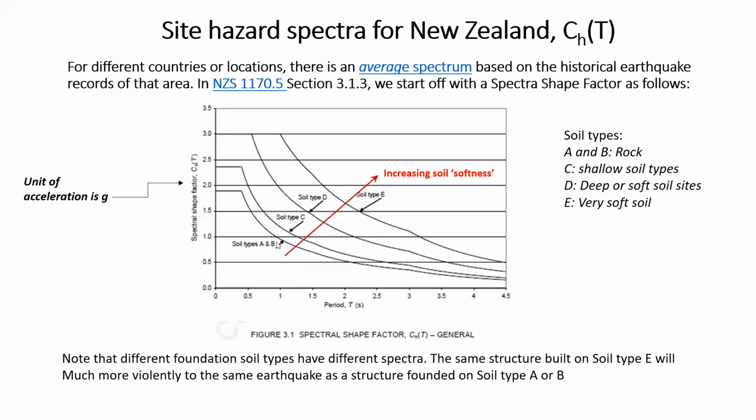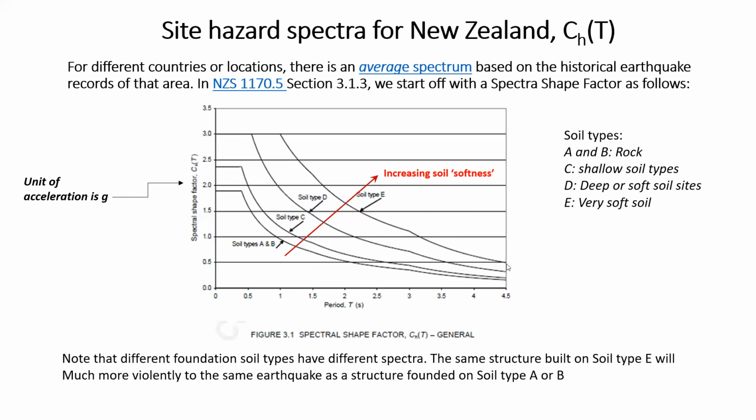Notice that we've got different soil types. We have different spectrums. If you have soil types A and B, you've got soil types C, D, and E. Now, A and B refer to rock. A is strong rock, B is weak rock. Okay. C is what we call shallow soil types, probably quite typical. D is deep or soft soil types, and E is very soft soil.